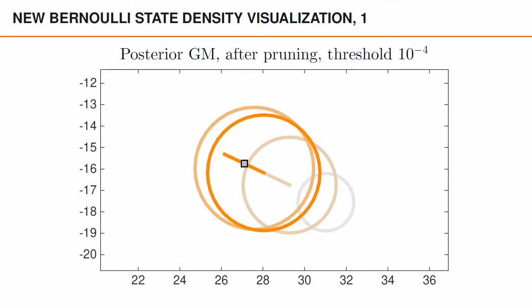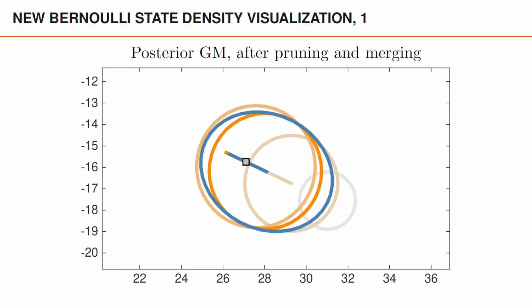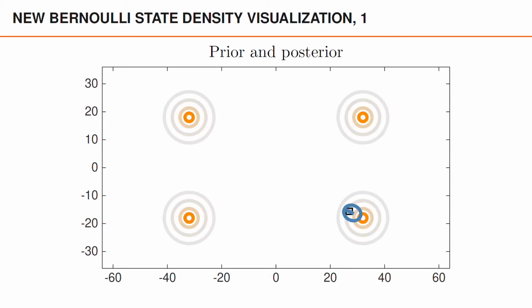If we prune this Gaussian mixture with a pruning threshold equal to 10 to the power of -4, then 4 components shown here remain. And note that we have zoomed in further in this image. Now actually, these 4 posterior components are all from the 4 prior intensity components that were located in the lower right corner. Lastly, we can merge these 4 Gaussians into a single Gaussian, which is shown in blue here. And if we zoom out, we can illustrate the posterior Gaussian together with the prior intensity and the measurement.